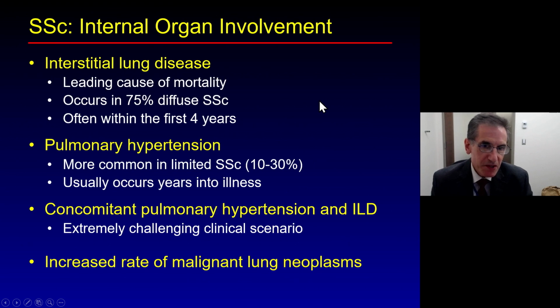Internal organ involvement is important. Interstitial lung disease is by far the most leading cause of mortality, and occurs up to 75% of patients with diffuse Scleroderma, and often occurs within the first 4 years of disease onset. Pulmonary hypertension, more common in limited Scleroderma, and occurs later in the course. Some patients can get both, which prognostically is bad, and there is an increased risk of malignant lung neoplasms in patients who have Scleroderma.